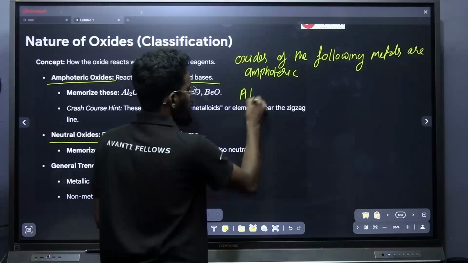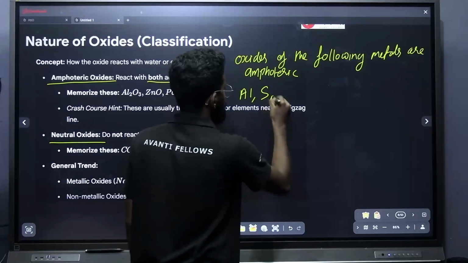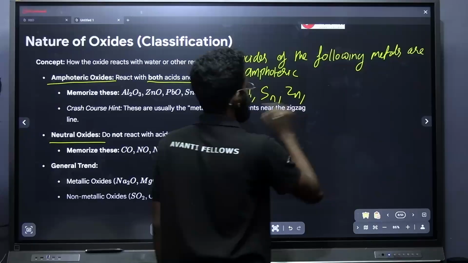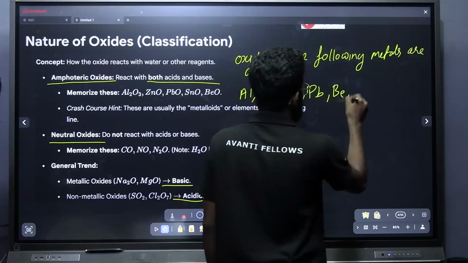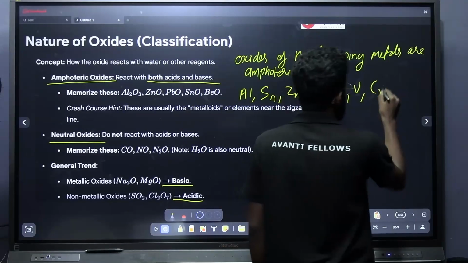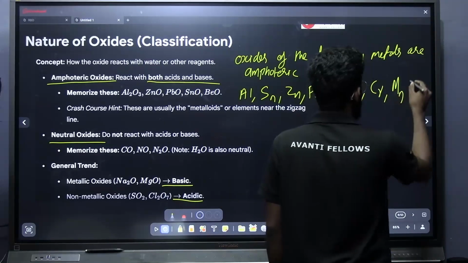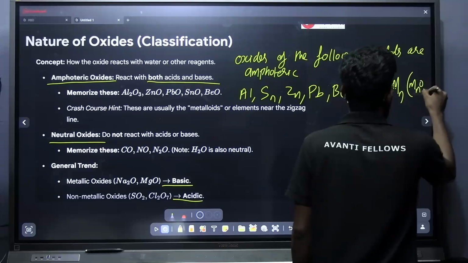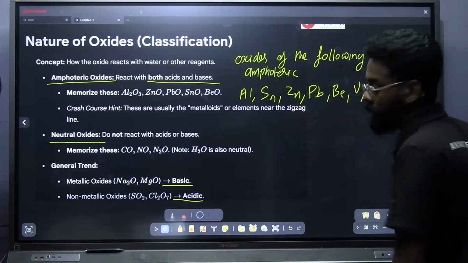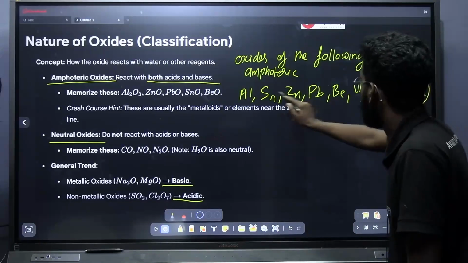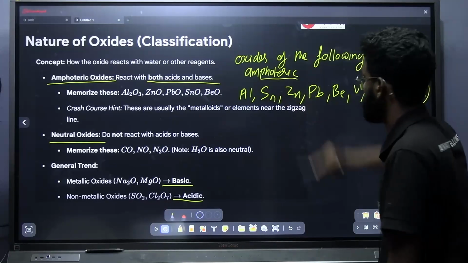First one is aluminium, then tin, then zinc, then lead, then beryllium, then vanadium, chromium, manganese. It is MnO2. Take a note of these metals. These metals' oxides are always amphoteric.